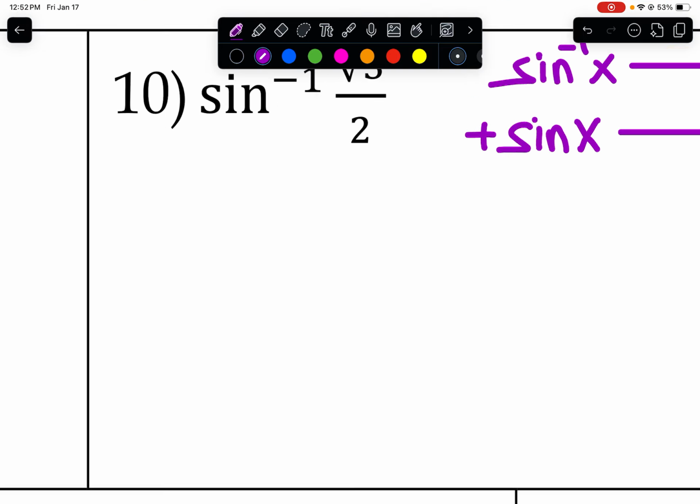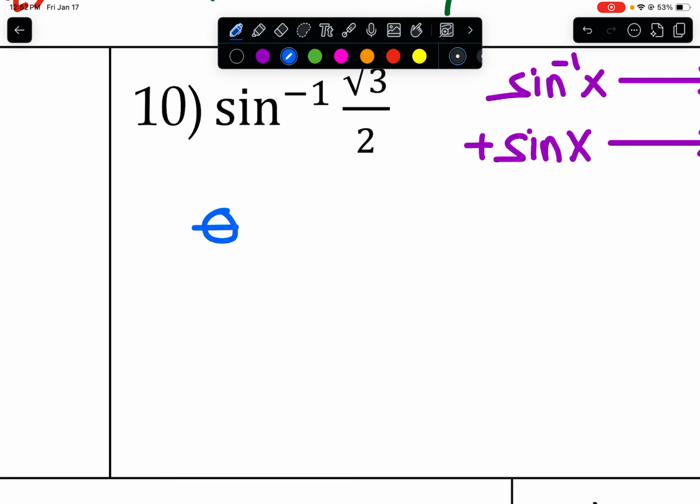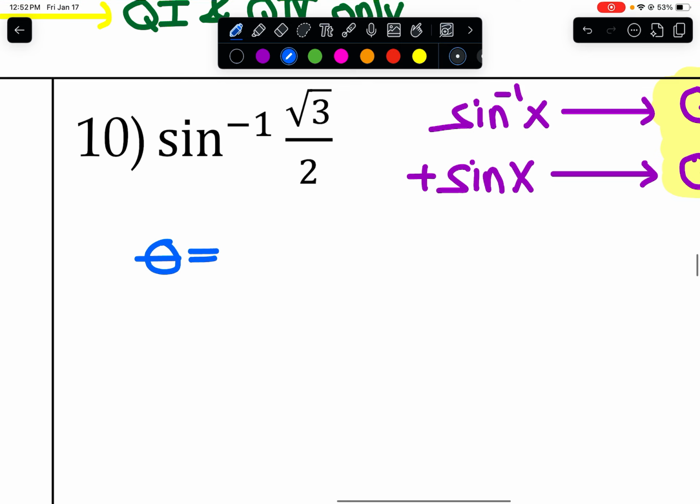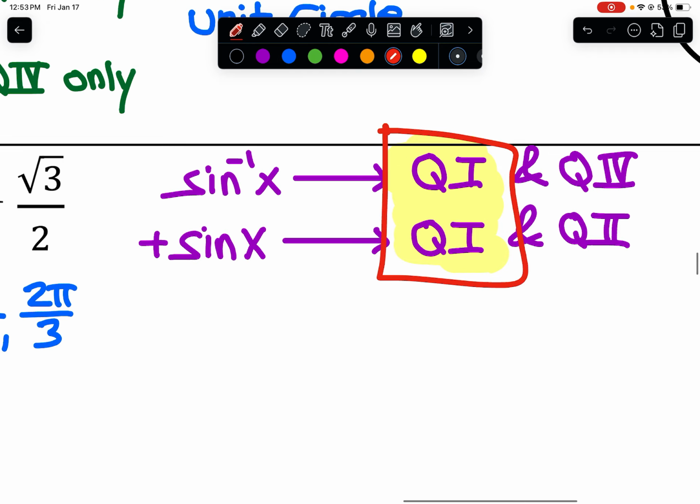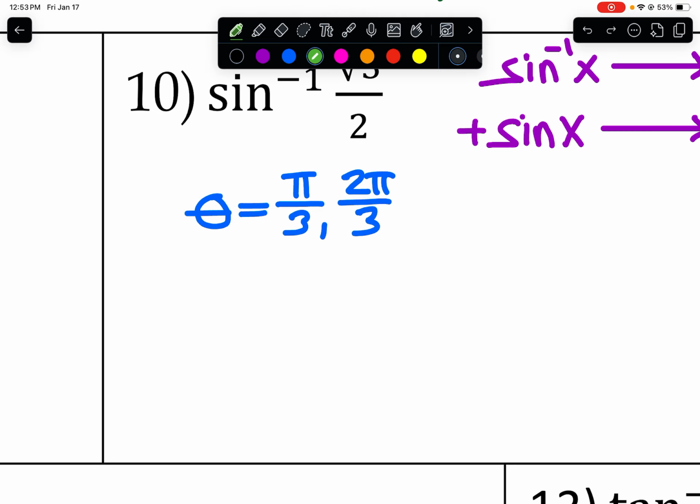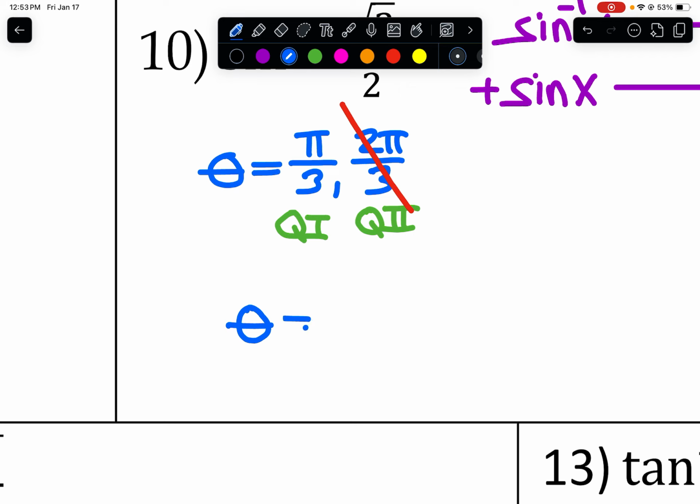Okay, so over here, now I'm looking for those theta values. So this is going to happen at both pi over 3 and 2 pi over 3. But remember, we only want the value that's going to be in quadrant 1. So if I look over here, pi over 3 is in quadrant 1, whereas 2 pi over 3 is going to be in quadrant 2. So we completely disregard the 2 pi over 3, and we're only going to take the pi over 3. So your answer here would just be theta is pi over 3. Just that answer only.